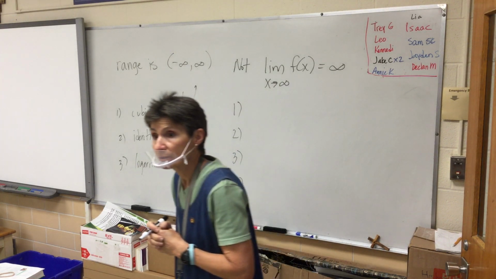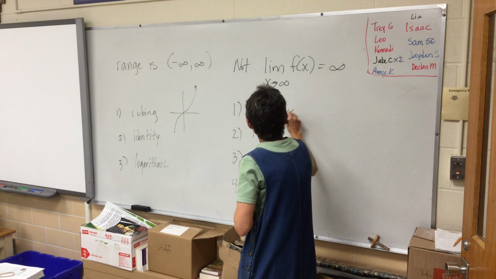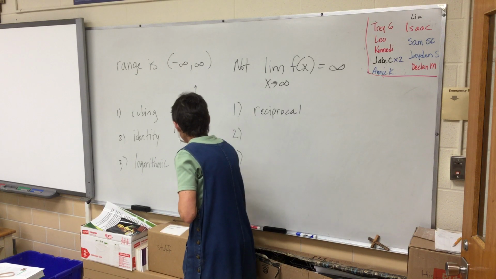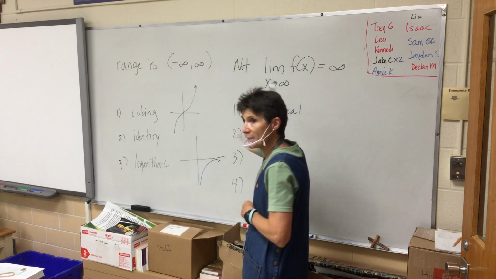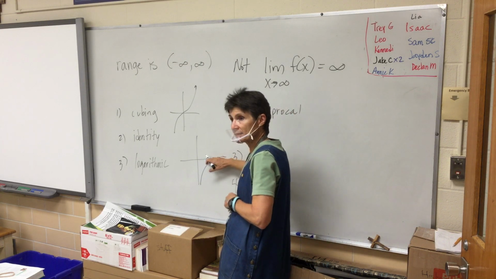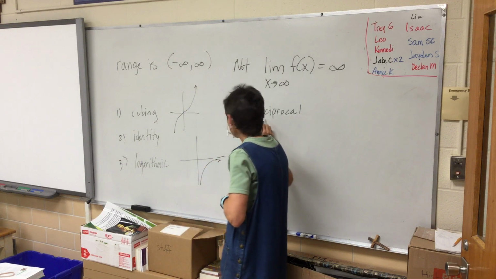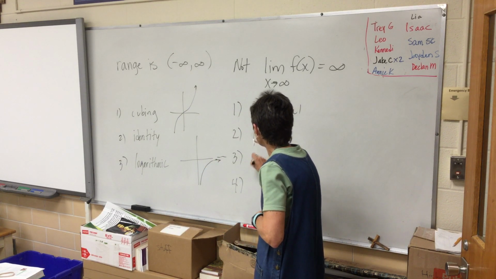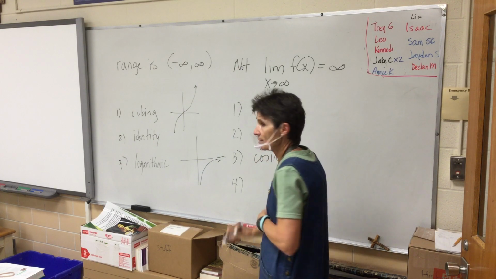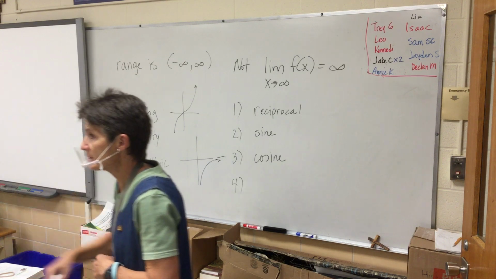Katie? Reciprocal? Kids, look at the reciprocal function. What is it doing? Is it going all the way up into space? No, it's capped. Doesn't it have an asymptote right here? So that is definitely one. Sine and cosine, definitely. What do sine and cosine do? Do they shoot up into space? No, they go like this.